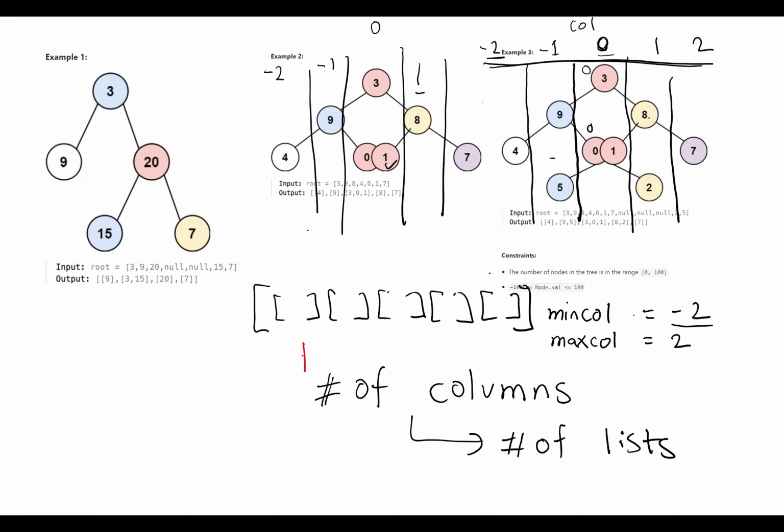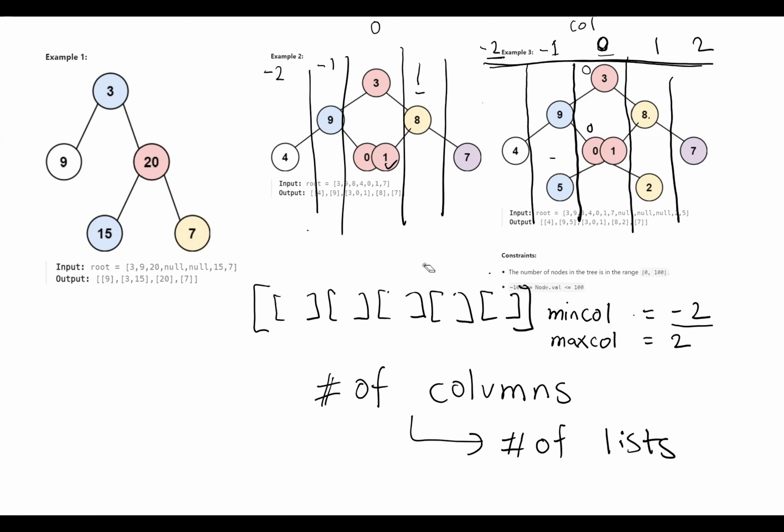Okay, so step 1 is done. We did the tree traversal, and now we know how many columns we need to create, and how many lists we need to create. Okay, so let's go back to the second step. Now we have to populate this list, right? So how do we do that?